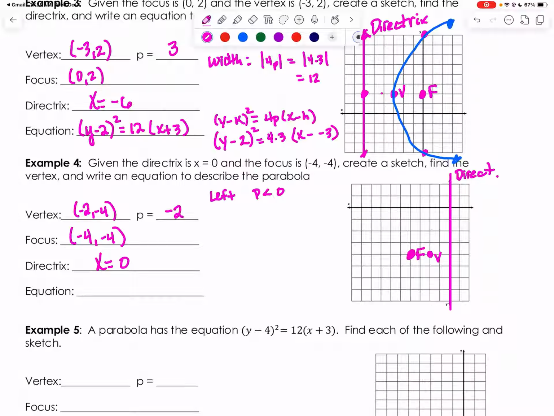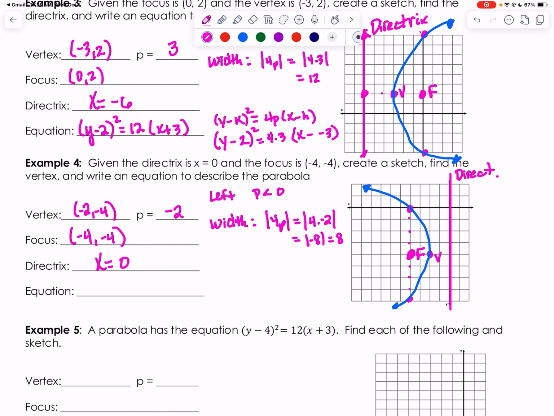Okay. Now, to get our width, we want the absolute value of 4p, which would be the absolute value of 4 times -2, which would be the absolute value of -8, which would be 8. So I'll go 1, 2, 3, 4, and 1, 2, 3, 4 to get my width. Then once you have the width, you can sketch your parabola.